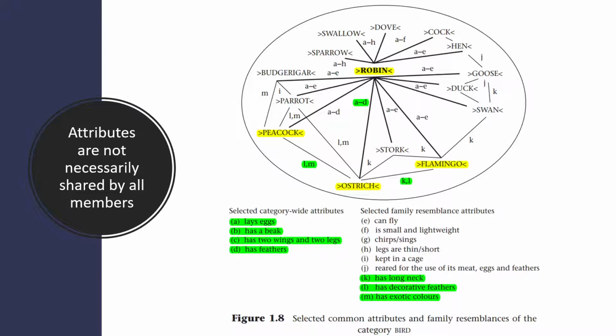Attributes are not necessarily shared by all members. Let's go back to the example of the robin. So the robin, as we previously mentioned, can be described in terms of a number of attributes such as laying eggs, having a beak, having 2 wings and 2 legs, having feathers, being able to fly, being small and lightweight, being able to chirp and sing, having legs that are thin and short, being kept in a cage, maybe.